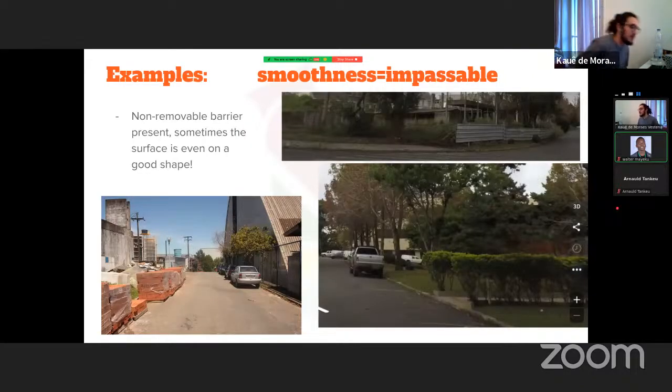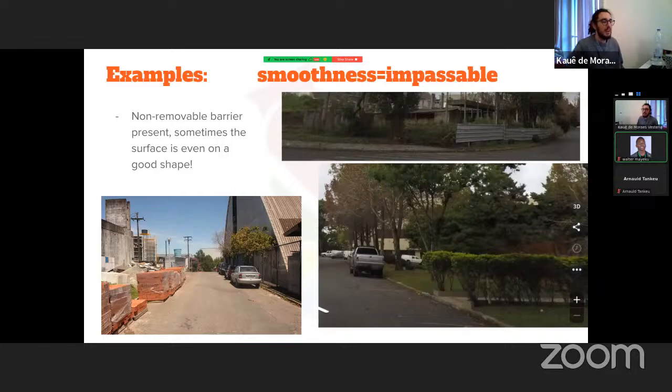And there's also the smoothness "impassable." Impassable is not necessarily that it is in a bad condition. It's just because you've got a non-removable barrier. Then it's impossible because you just cannot traverse there.